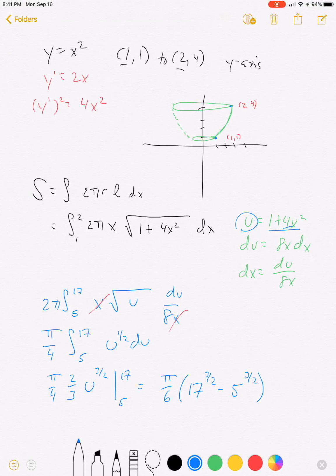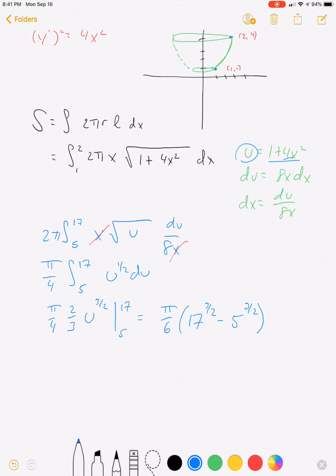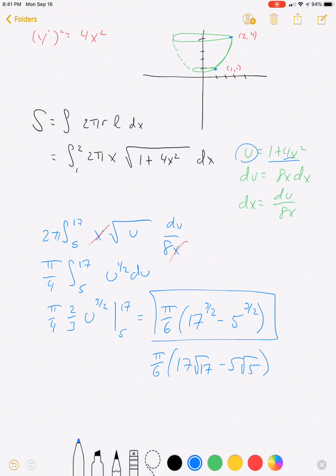To be completely honest with you, there's really not much of a reason to simplify that any further. You could write the 3/2 powers as 17 root 17 and 5 root 5, but there's no reason you would have to do that. This right here is perfectly acceptable.